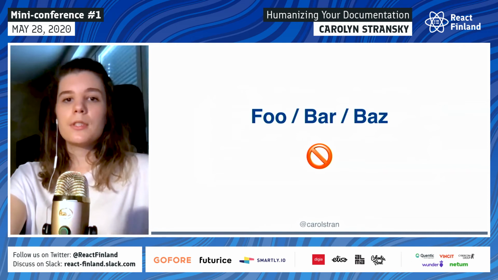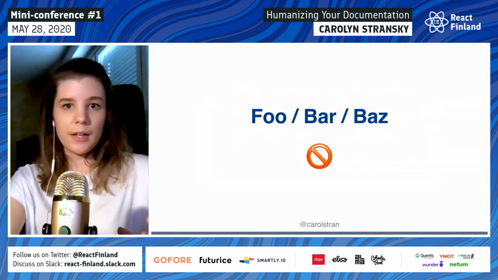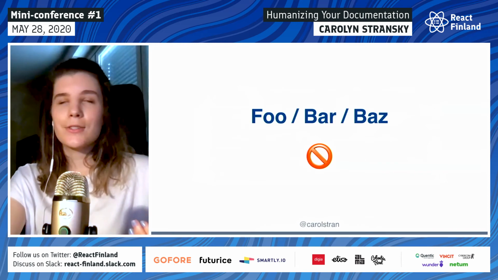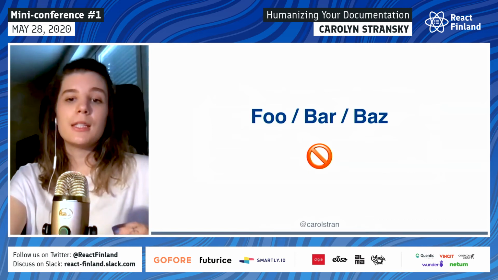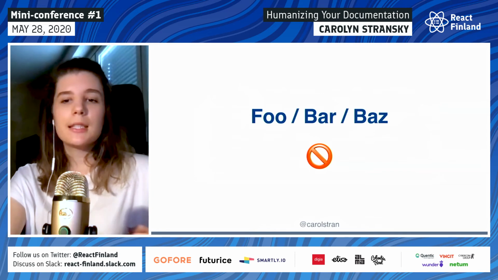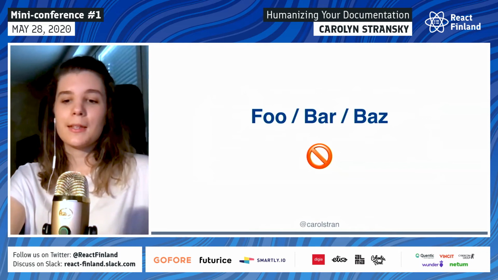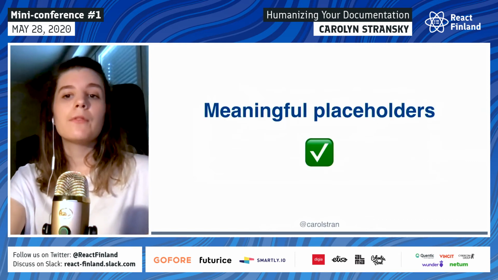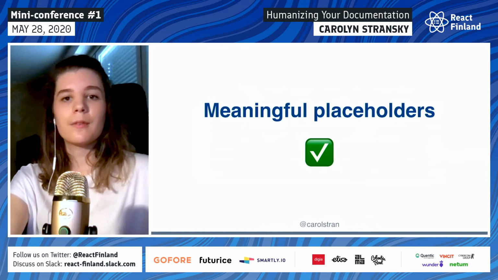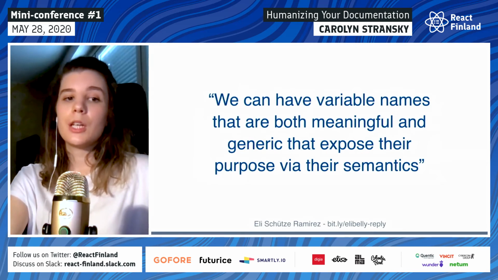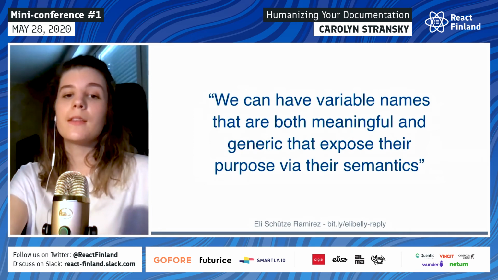Another issue that pops up in code snippets are nondescript variable names. This is because foo, bar, baz, insert another 3-letter word here, have no context or any sort of indicator for what they could be representing, which means that our readers are more likely to lose their understanding. The same applies for a single letter variable name unless it's really explicitly explained. Instead, we want to use meaningful placeholders and use those as tools for teaching. In a discussion about this, Ellie, a developer based in London, once said, "We can have variable names that are both meaningful and generic, that expose their purpose via their semantics."